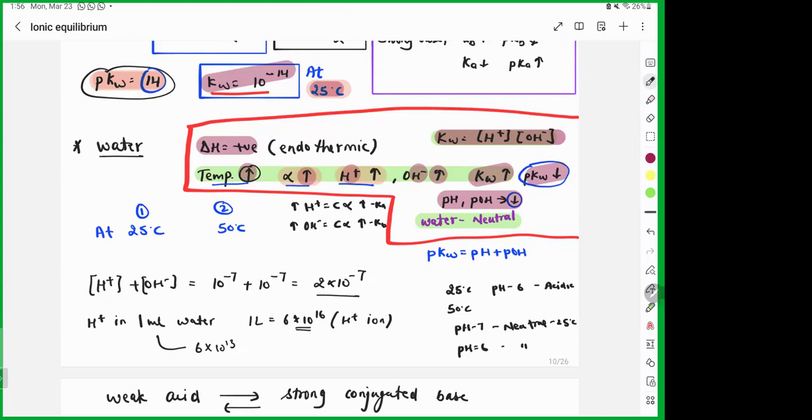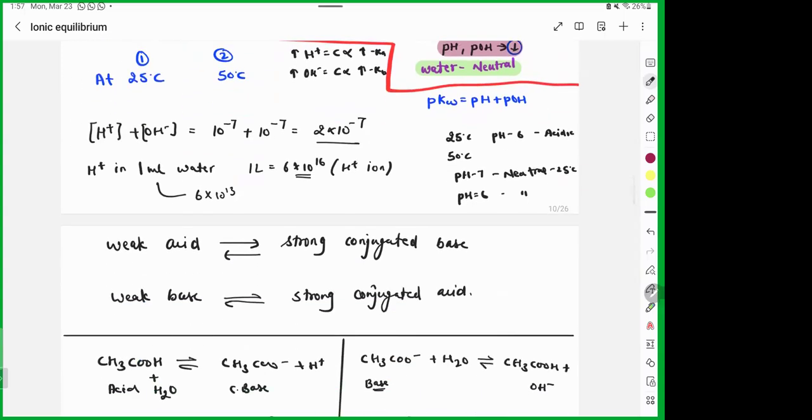Yes, sir. This is the same concept. An increase in temperature will decrease your pH and pOH, but water is still neutral, because the pH and pOH amounts are still the same. What will be the benefit? For example, in this case, pH value will be 6, pOH value will be 6, and the total will be 12 now, not 14, only 12. So everything will change like this.